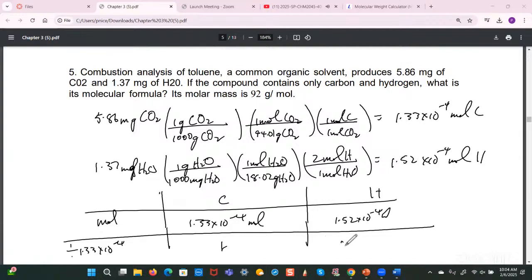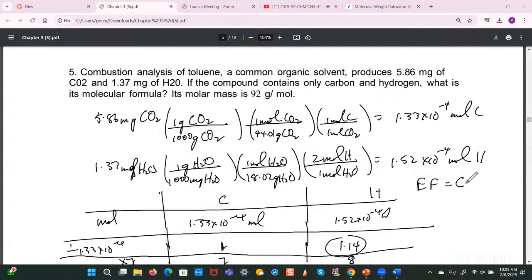1.14. And if I remember correctly for this one, again, because this number is too far from the nearest integer, and I think somebody asked me about this one already, I think you multiply by 7 right through. Let's see, 1.14 times 7. Yeah. So when you do that, you're going to get 7 here and 8 here, right? And then that means that the empirical formula is equal to C7H8, right?